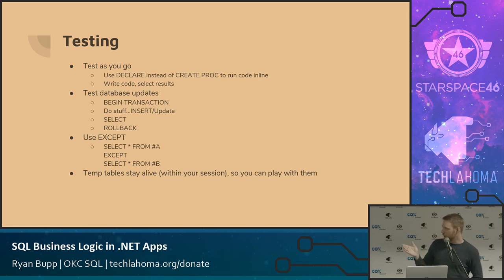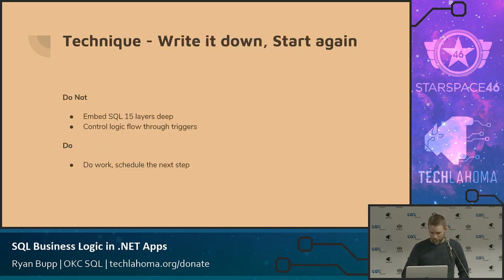Temp tables, can't say enough about them. One of the things I love about them is they just stick around. So if you're using a table variable and you run through code, it's gone. If you're using a temp table and you run through code, now you can select from it and see what's in it. And so it makes it very easy to test and just see what's going on in them. Write it down, start again.